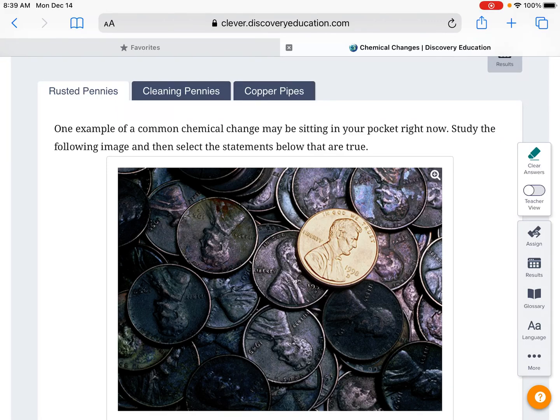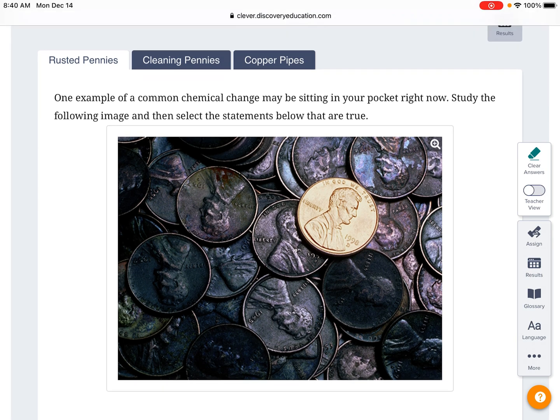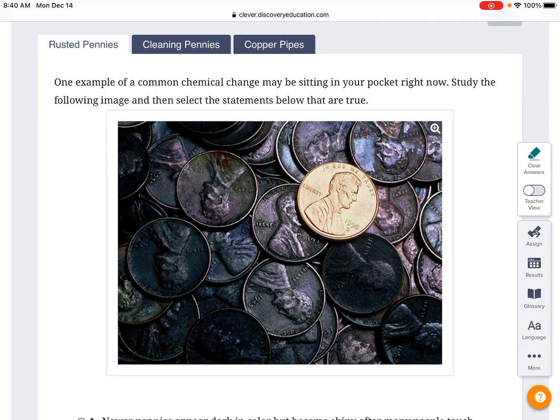Let's take a look at these rusted pennies. One example of a common chemical change could be sitting in your pocket right now, or maybe it's in the place where you keep pennies, like a piggy bank or a wallet or change purse. Study the following image and then select the statements below that are true.